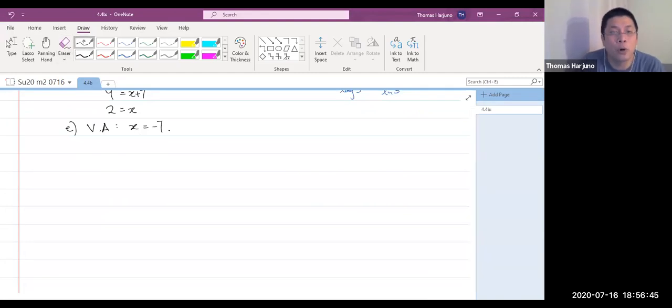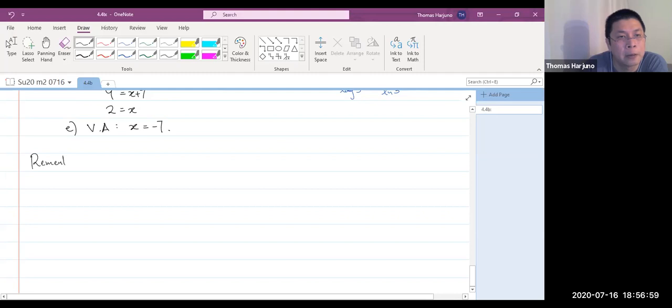From here, I want to go on to 2 small topics. I don't want to call this small because it's actually not that small. For me, these are important. Remember that the domain of log base A of blah is the set of all x where blah is strictly positive, cannot even be zero.